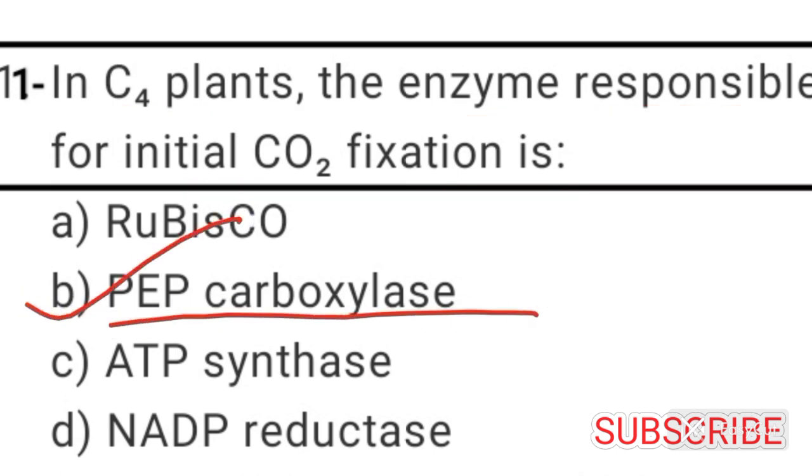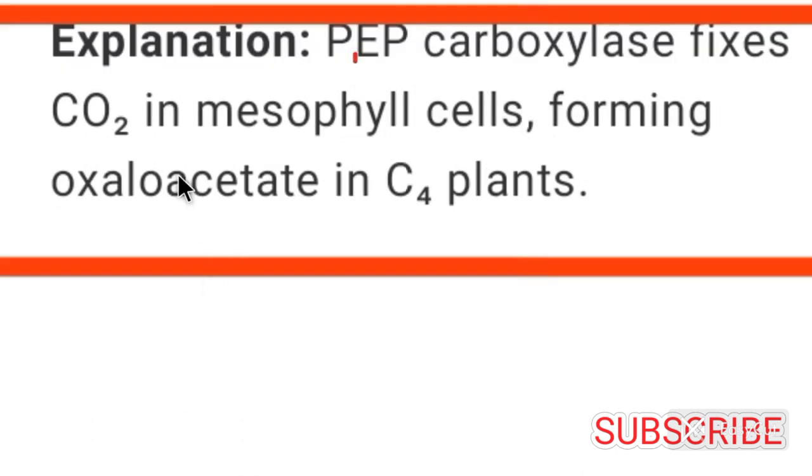Because in C4 plants, the enzyme responsible for the initial CO2 fixation is PEP carboxylase. It captures CO2 in mesophyll cells and forms oxaloacetate, which is later converted to malate and transported to bundle sheath cells for the Calvin cycle. PEP carboxylase fixes CO2 in mesophyll cells, forming oxaloacetate in C4 plants.